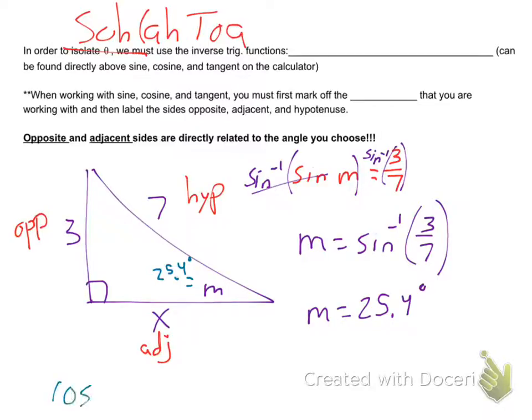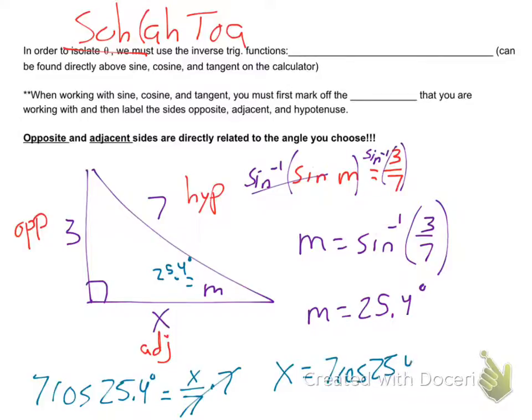That means that the cosine of 25.4 degrees is equal to what? X over the hypotenuse, so 7. Cosine of 25.4 is x over 7. How do I solve for x? You do cosine of 25.4 times 7. Yes, I'm just going to multiply both sides by 7. So x is equal to 7 times the cosine of 25.4. Bless you. And you take your calculator. I would personally do the cosine of 25.4 first, hit enter, and then multiply that by 7. You will get probably something closer to 6.32. Yes.